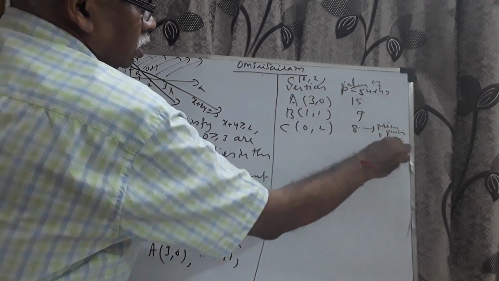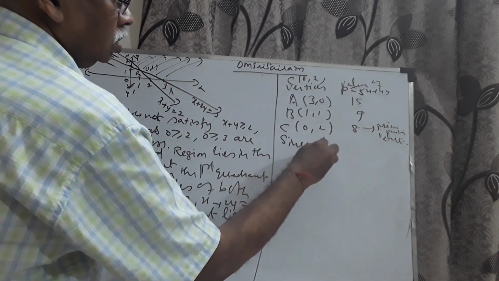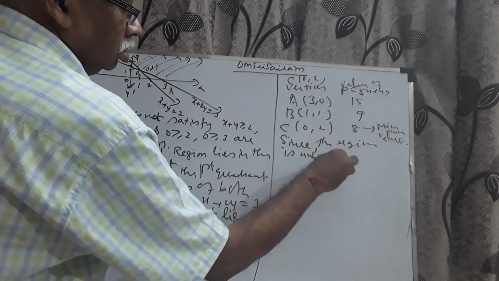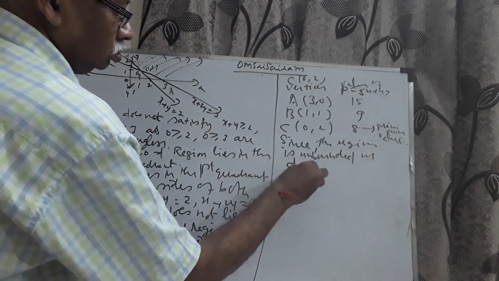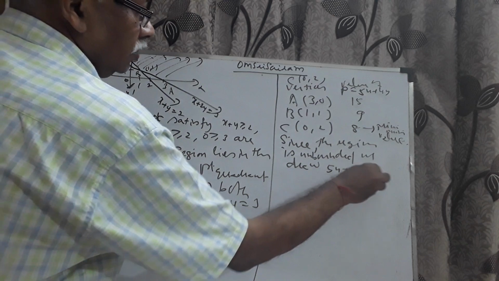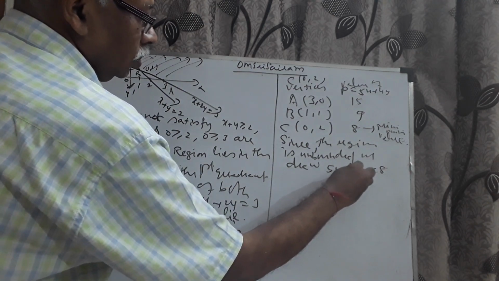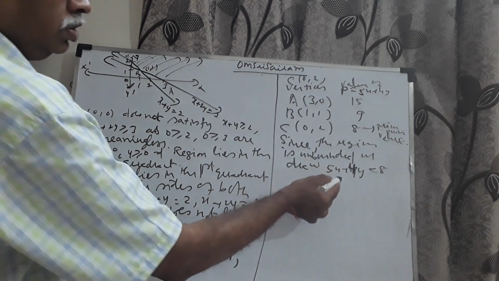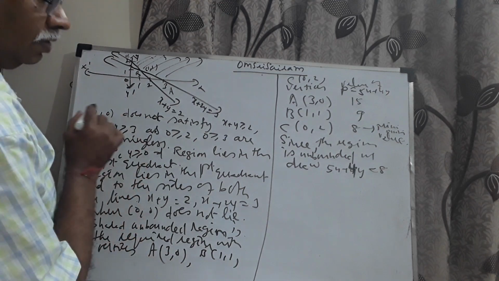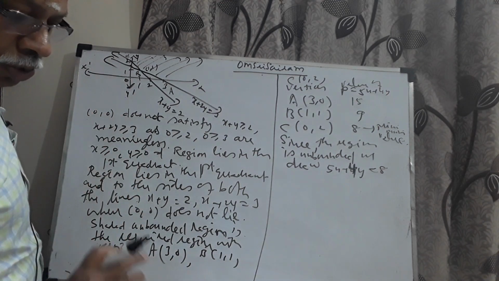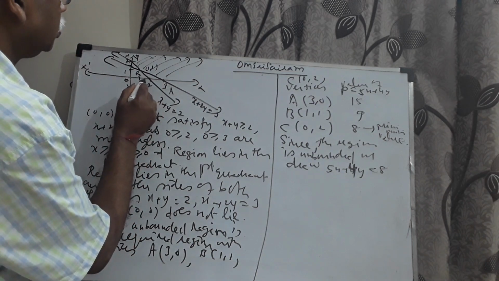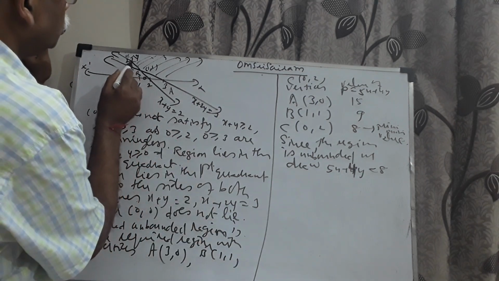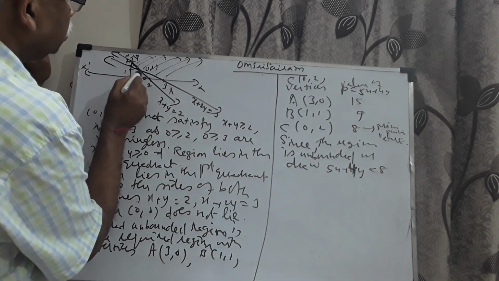But remember carefully, since the region is unbounded, we draw 5x + 4y < 8. Let me just draw. This passes through, when y is 0, x is 1.6, somewhere else here. Let me just plot exactly. This is somewhere here, 1.6. And of course, when x is 0, y is 2, it passes through 2. Therefore, I'll draw a dotted line like this.